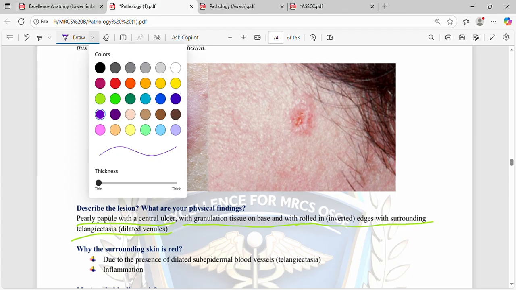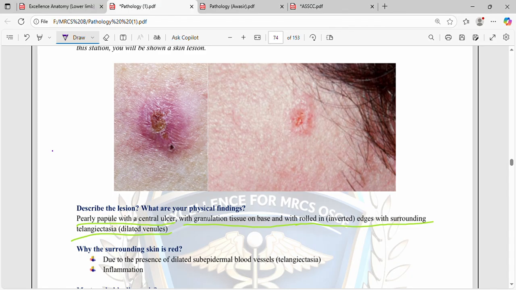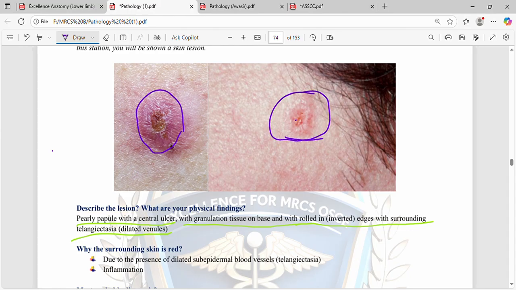You can clearly tell from this picture that the margins are rolled and there is a central ulcer or necrosis or granulation tissue with surrounding telangiectasia. So you can see here the erythema and telangiectasia, and this is a pearly papule. Okay, so this is the description.